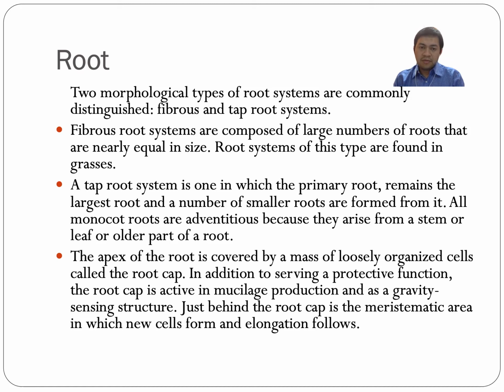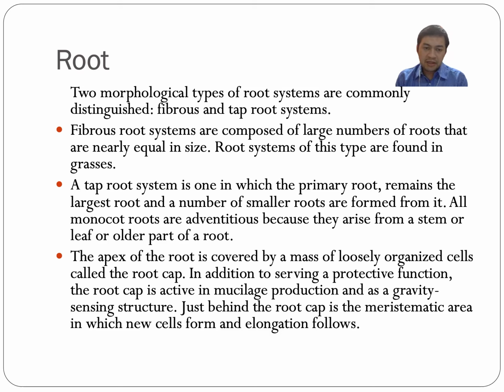A taproot is where the primary root remains the largest root, and a number of smaller roots form from it. All monocot roots are adventitious because they arise from a stem or a leaf or other part of a root.